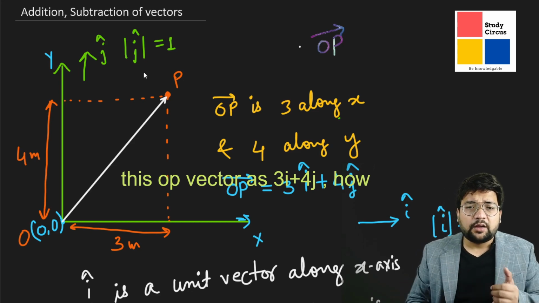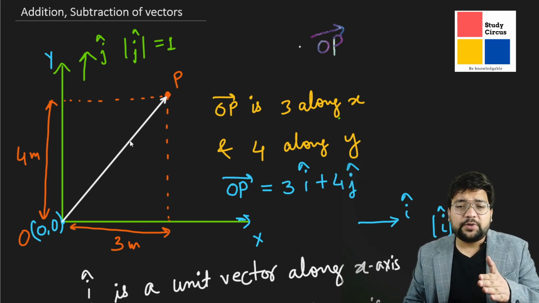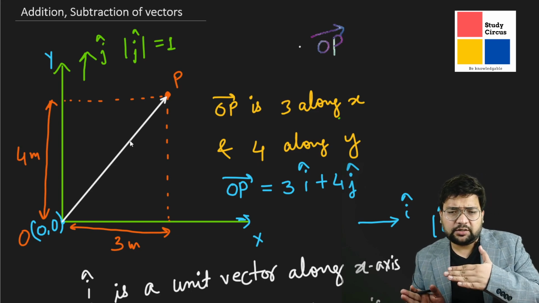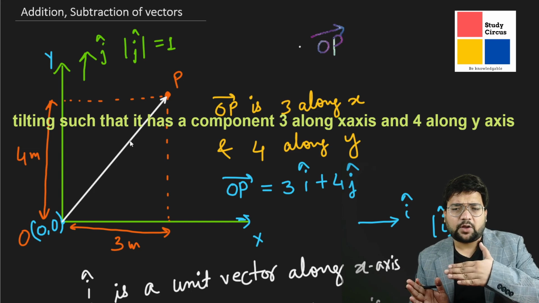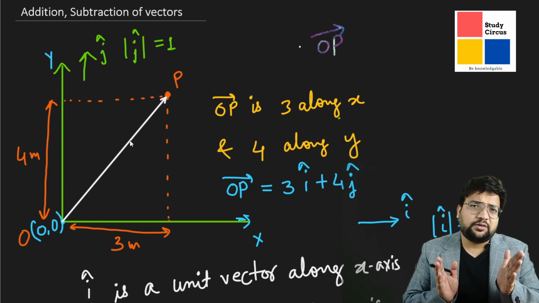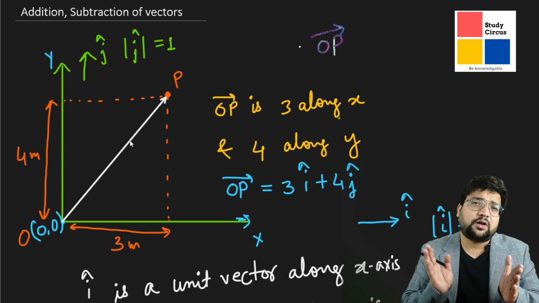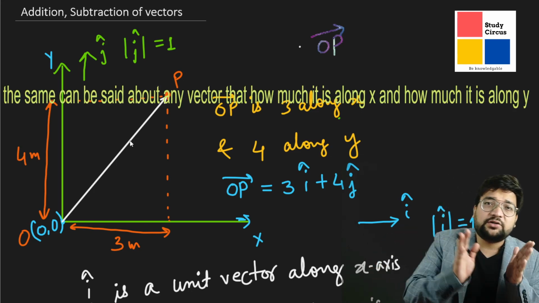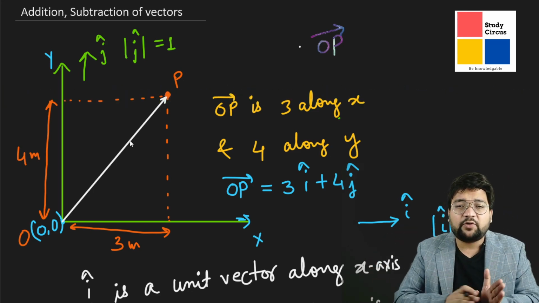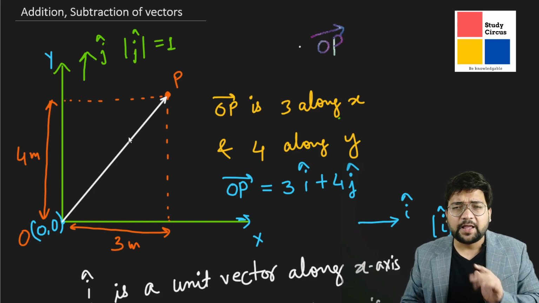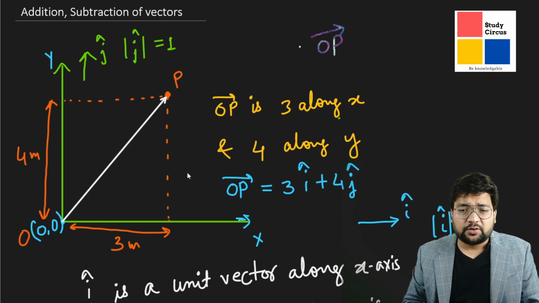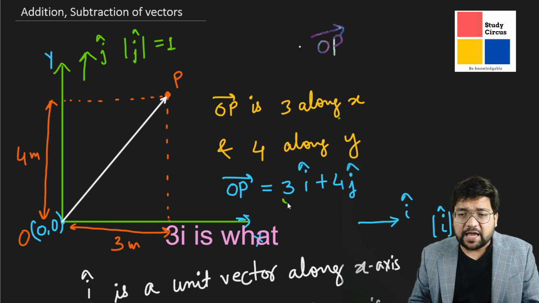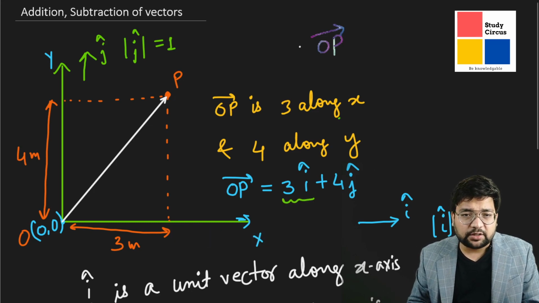How? I saw that OP is tilting, like it has a component 3. Okay. 3 along x, 4 along y. The same thing can be said about any vector. How much it is along x and how much it is along y. This can be said for any vector in this two-dimensional xy plane. Fine. So basically, 3 i cap is what? 3 i cap is nothing but this thing.